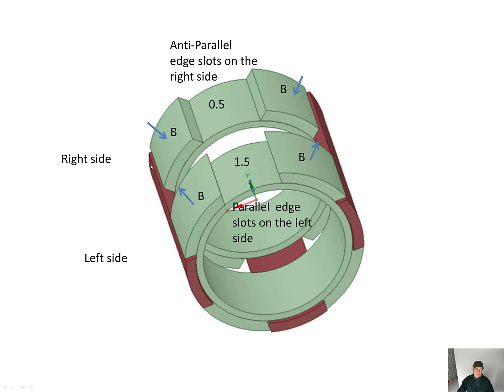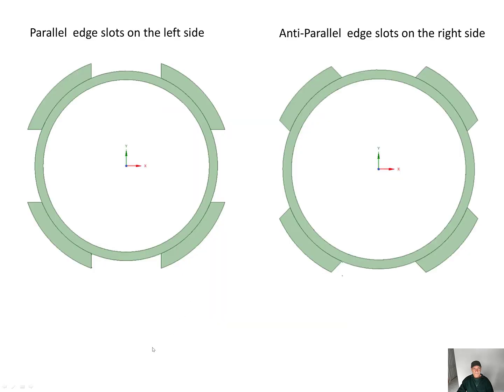And this is one side of the coil. So it will loop on the outside through the outer core. So this is the parallel slot edges. This is the anti-parallel slot edges. This is 90 degrees to this.